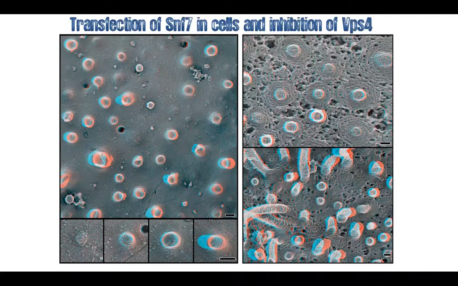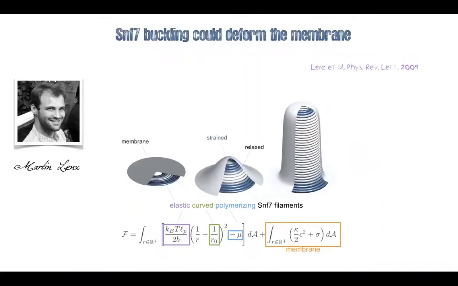This led to the hypothesis, together with Martin, we talked about it a long time ago, and he wrote a theoretical paper about this hypothesis: the possibility that these spirals could accumulate elastic stress and deform the membrane by buckling, and that's shown here.